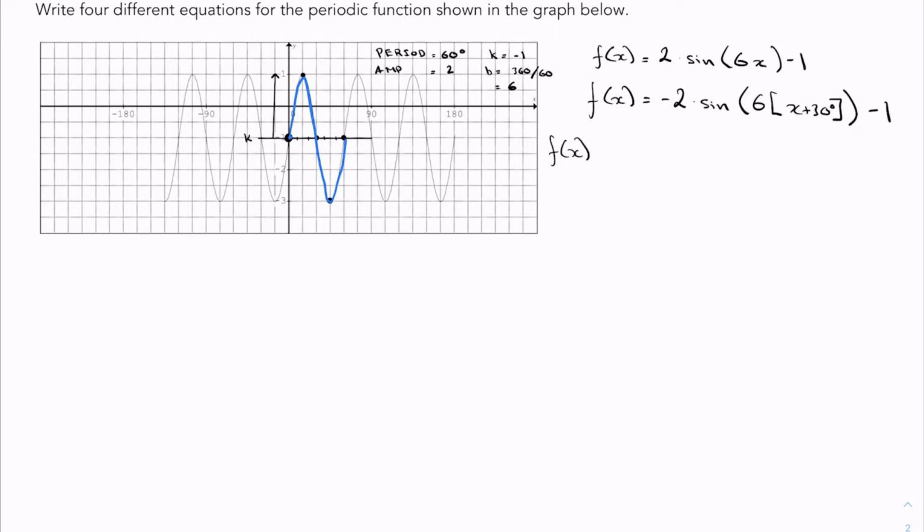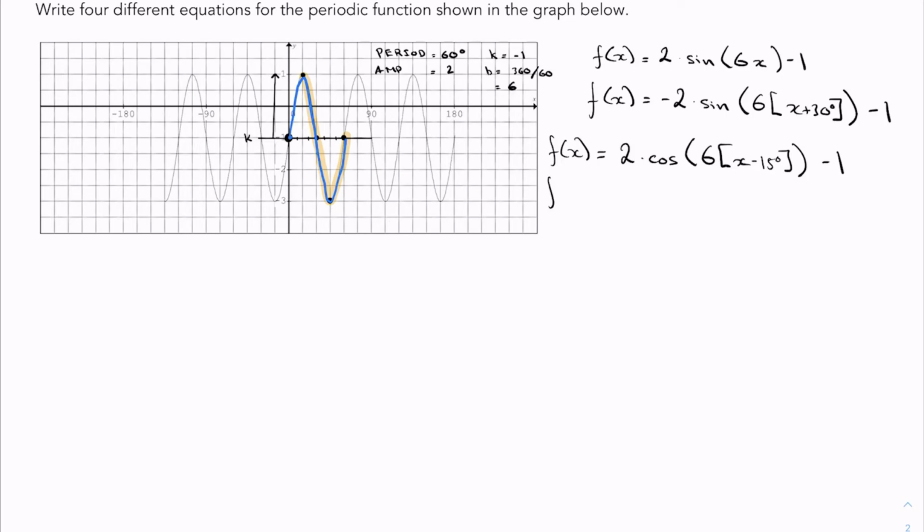So f of x equals 2 times cos of 6, x, whatever the phase shift is, -1. Cosine, if you recall, will start from the top. Now you can pick any top. Let's take this one here. Goes down and goes back up. So you can see that over here, the top of the cosine graph has been shifted over to the right by 15 degrees. So I'm going to have a minus 15 over here in my equation.